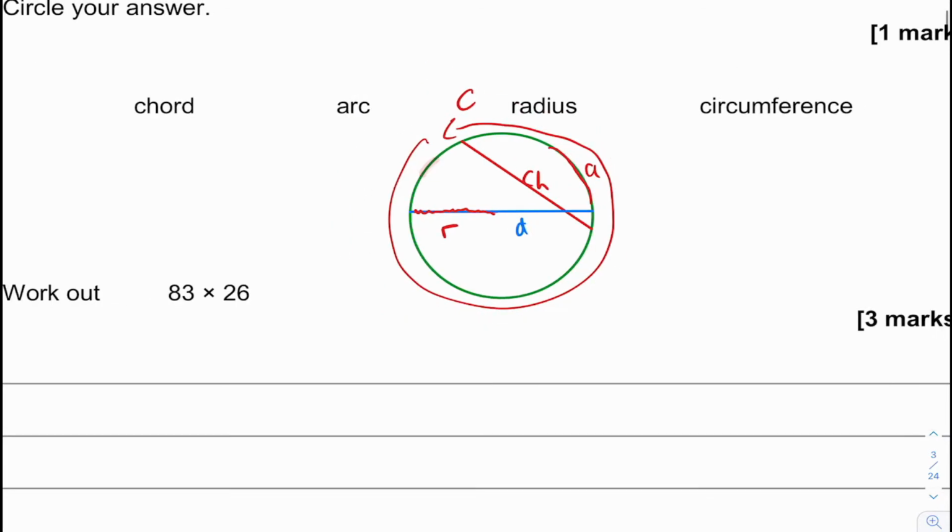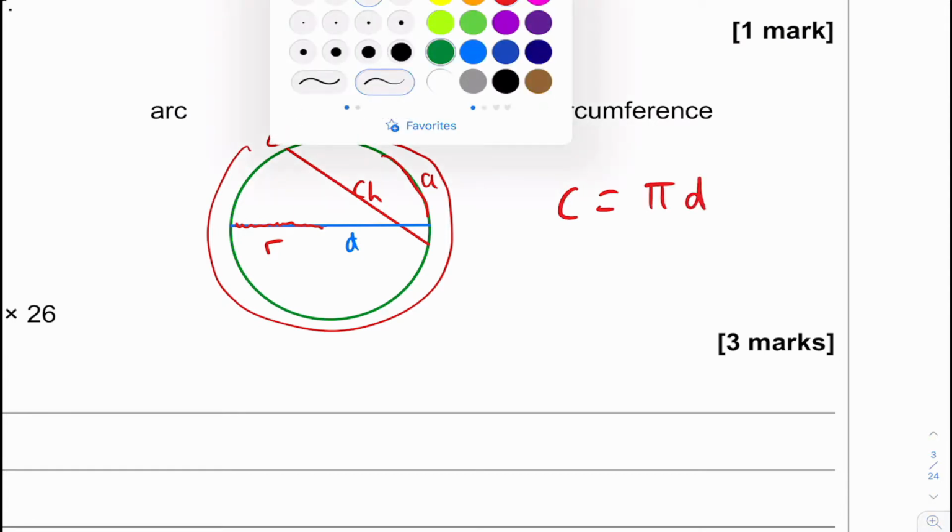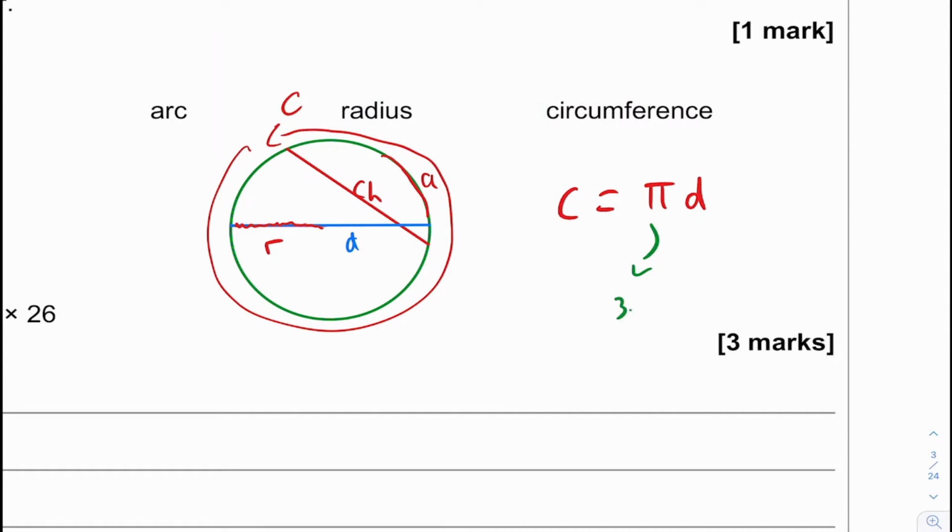So the answer that we're left with is circumference, and if we consider it, we can actually write down the formula for circumference. So the circumference, C, is equal to pi times the diameter, D, where pi is equal to 3.14.